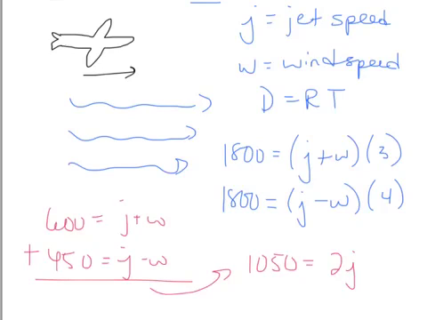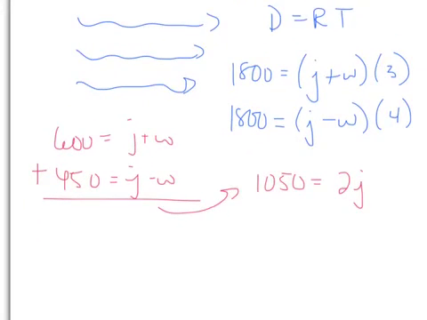Which in essence means that the jet speed, the plane itself, is 525, and this is in miles per hour. Our time was in hours, and our distance was in miles.